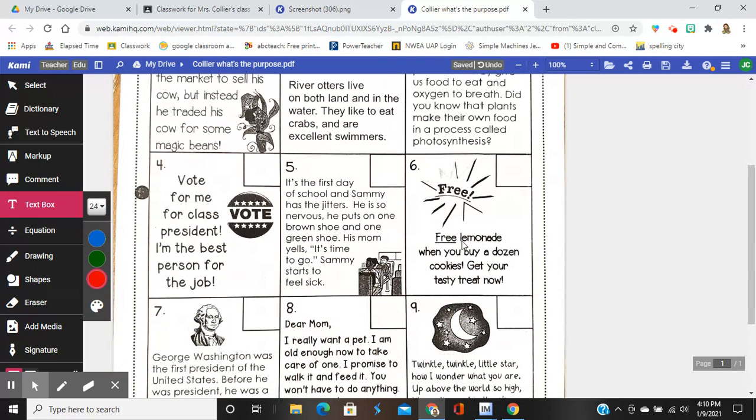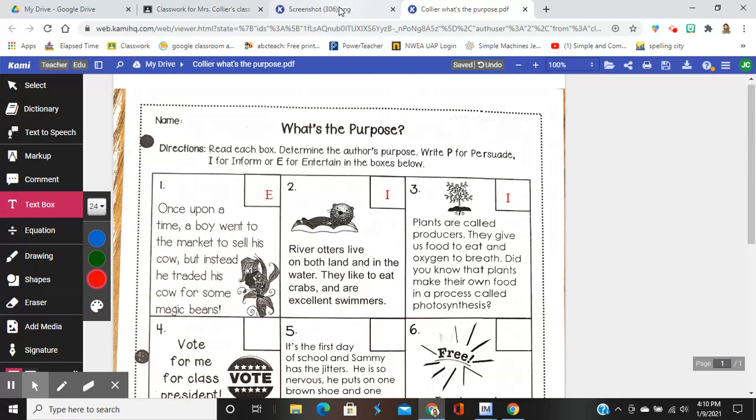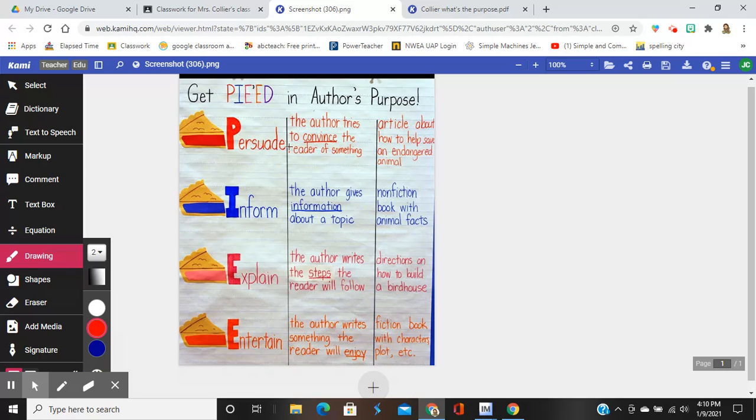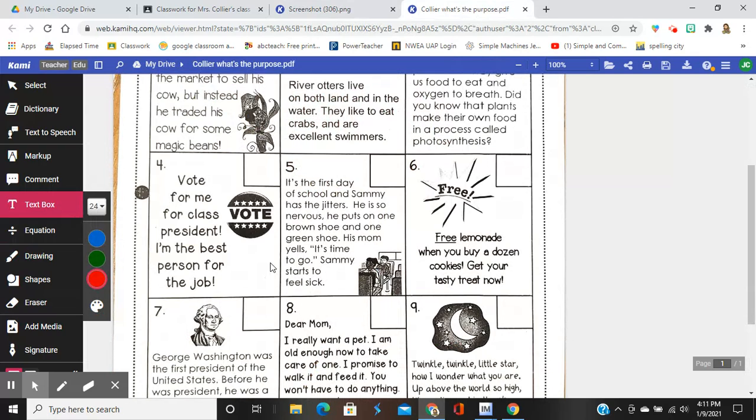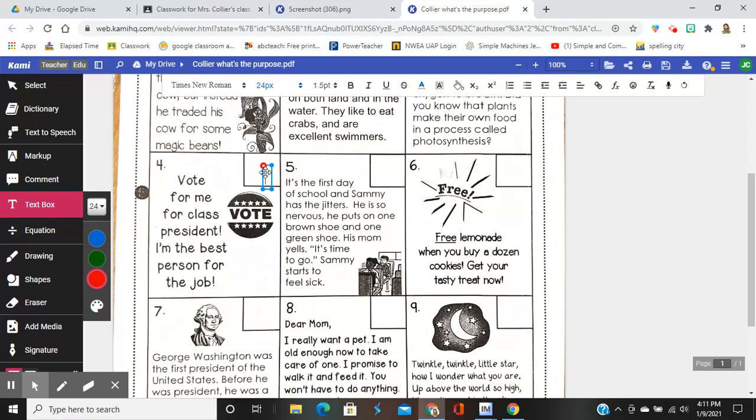Let's do one more together. This one says, vote for me for class president. I'm the best person for the job. So, are they trying to persuade or convince? Inform, giving information. Explain, giving steps or directions. Or entertain, for you to enjoy. See what it said again. Vote for me for class president. I'm the best person for the job. I think they're trying to convince people to vote for them, so they are doing persuade.